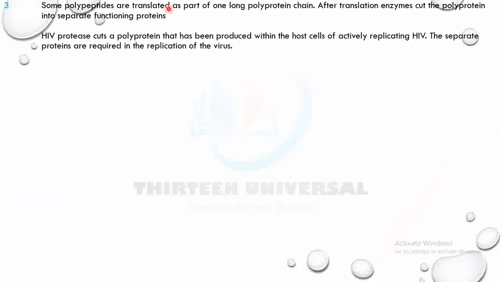Some polypeptides are translated as part of one long polyprotein chain. After translation, enzymes cut the polyprotein into two separate functioning proteins. Okay, this protein is called polyprotein that has been produced within the host cells of actively replicating HIV. The separate proteins are required in replication of the virus. Okay. Alright, look at this.